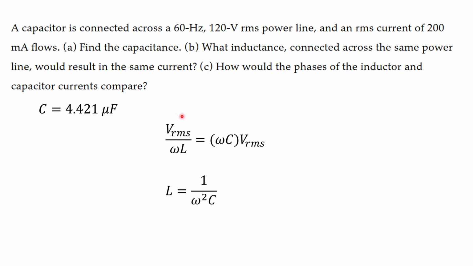From the inductor equation, the current is V RMS over omega L. From the capacitor equation, its current is omega C times V RMS. And we're going to solve for the inductance. Go through the algebra, the voltage divides out, and you should get that the inductance is 1 over omega squared C. Now C is given by 4.421 microfarads. We found that in question A. Frequency, we already know that. F is 60 hertz, so omega is 120 times pi. So we plug all those in, we get 1.59 henries for the inductance.